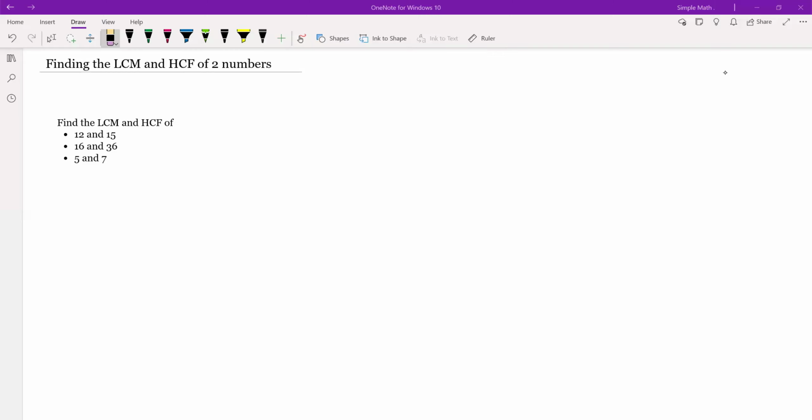All right, so finding the LCM and HCF of two numbers. We've talked about multiples and factors. First of all, what is LCM? Let me write it down. LCM is the least common multiple. In essence, you are looking for a number that can be divided by both 12 and 15. Let's say we want to find the LCM of 12 and 15.